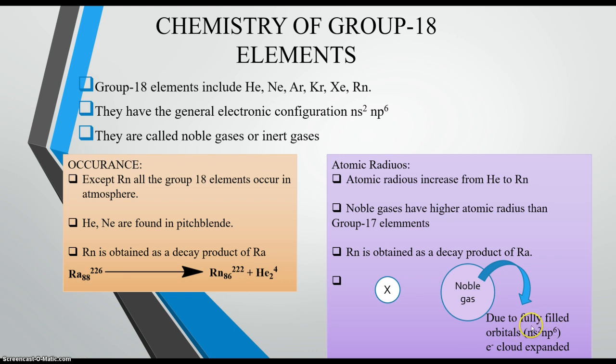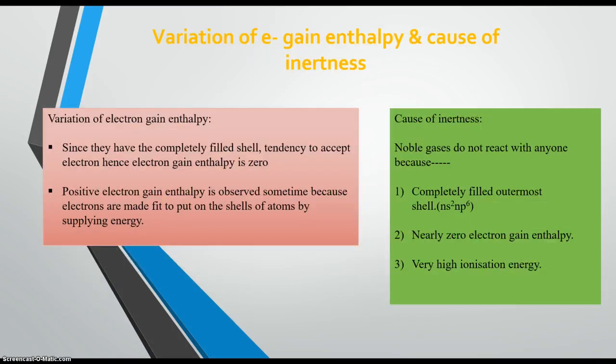To avoid the inter-electronic repulsion, the radius will be expanded to some extent, and due to this expansion of the electron cloud, noble gases will have greater atomic radius than group 17 elements. Okay, now let's move on to the variation of electron gain enthalpy and cause of inertness.